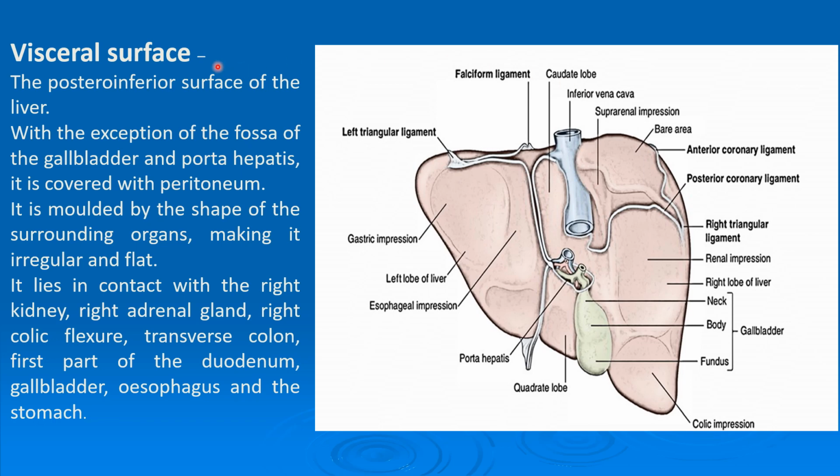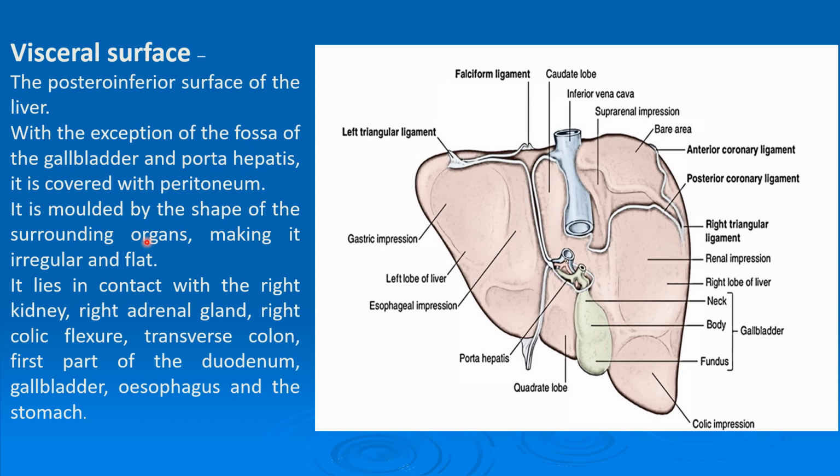About its visceral surface. It is called a posterior inferior surface. With the exception of fossa of gallbladder and porta hepatis, about which we will see later, is covered by peritoneum. Fossa of gallbladder and porta hepatis is not covered by peritoneum. Rest all areas are covered by peritoneum of the visceral surface. It is molded by the shape of the surrounding organ, making it irregular and flat. The visceral surface is irregular and flat because it has the shape of the surrounding organ or organ below it.